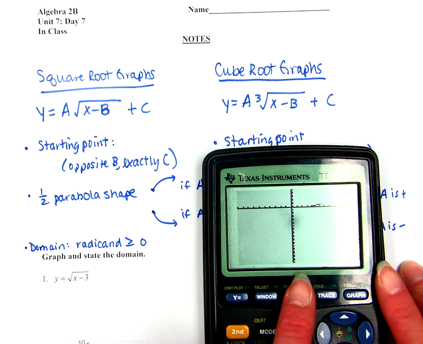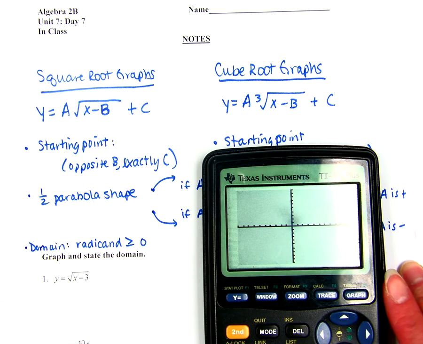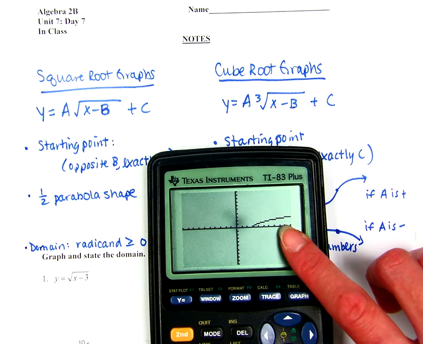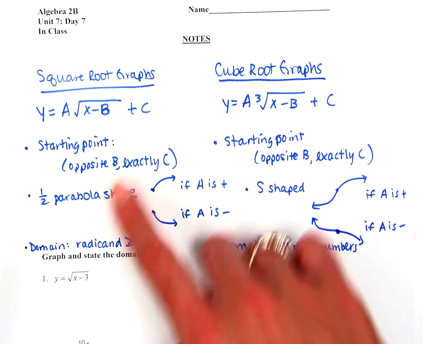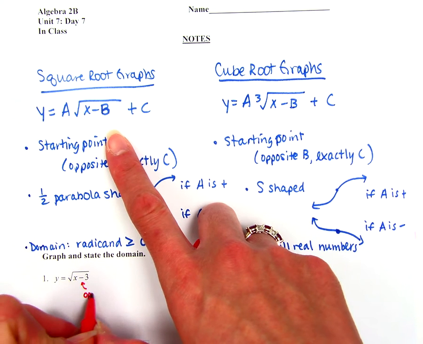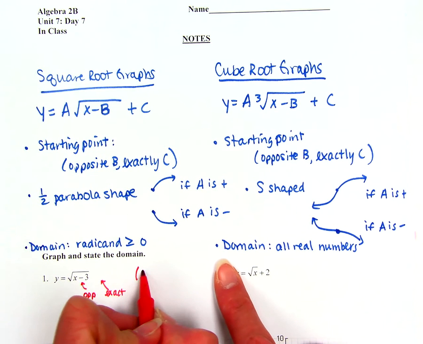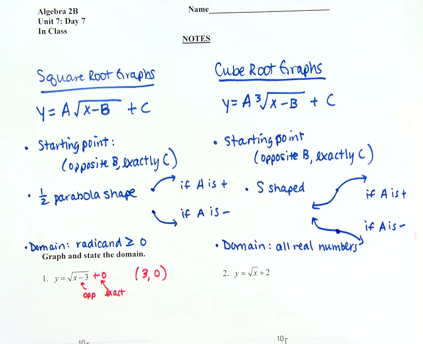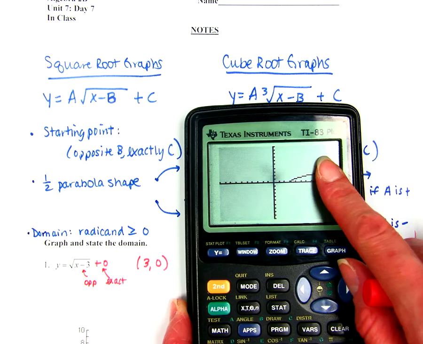If you get a graph that doesn't fit, or you're not in the standard window, hit zoom 6 and now you'll be looking at your standard window. So it looks like a half of a parabola. If you look at what we have here, I need to find my starting point. It's not exactly called my vertex, but I look at the opposite of this number and exactly the number that's on the outside. So that tells me that my starting point should be at 3, 0, because there's really like a plus 0 there. Okay, and if you look at the graph over here, it looks like it starts at 3, 0, and it goes up.